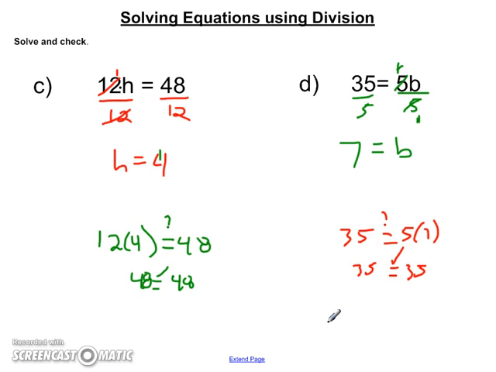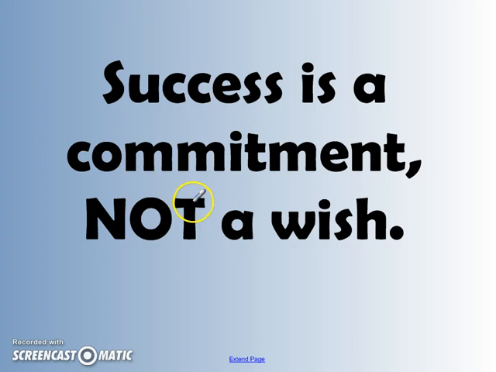Our solution works. So again, get used to using inverse operations. Get in the habit of noticing what operation is happening in this equation, and my job is to undo that operation to solve the equation for the missing value. So, all right, your turn. Go do a little work.